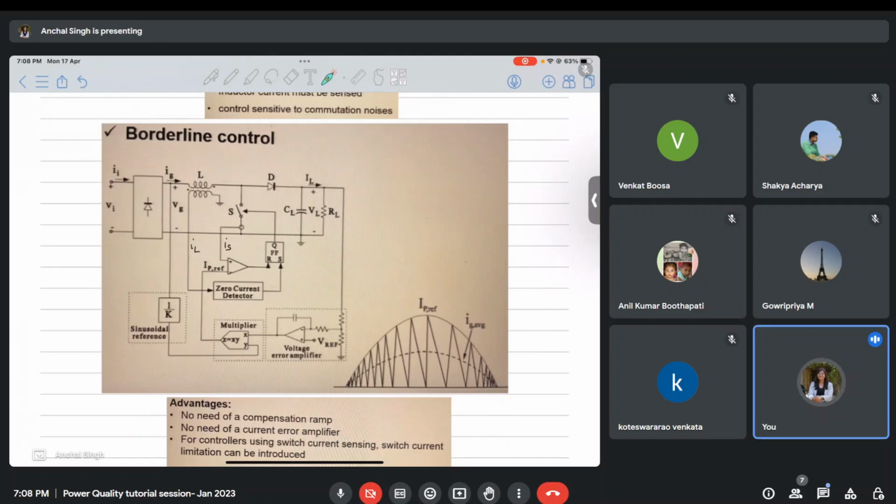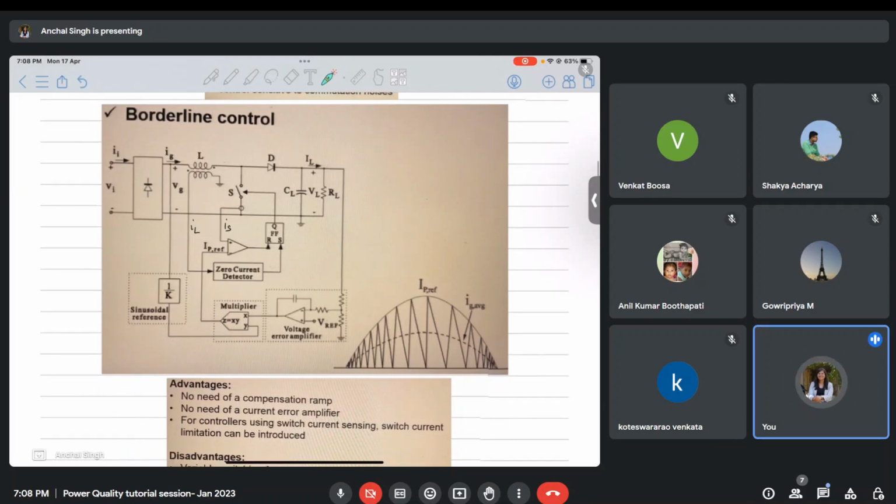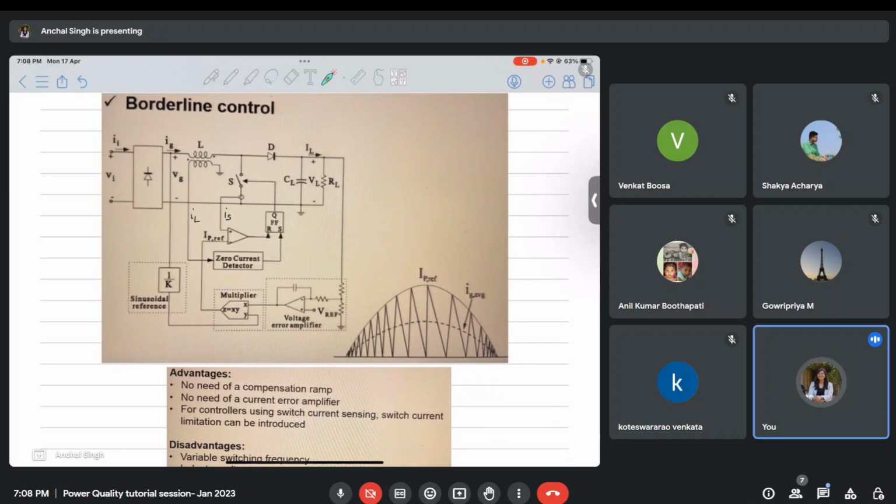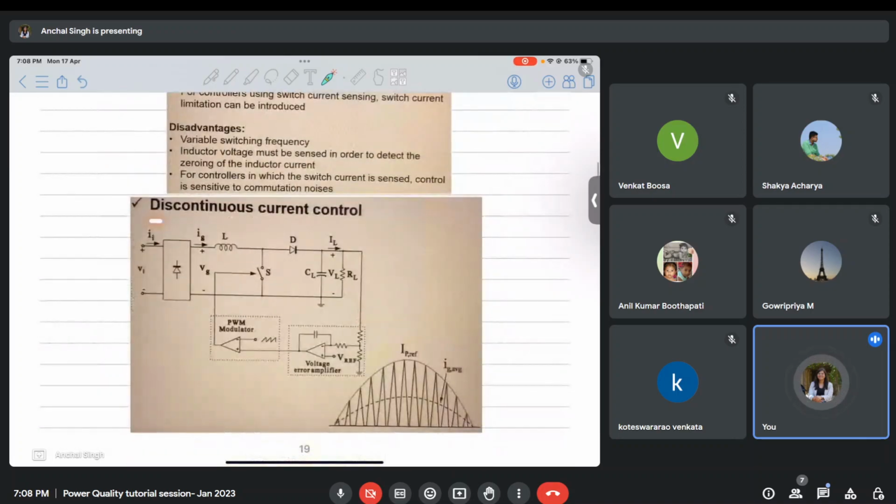In these lectures, only a few of the control algorithms are discussed, and that too not in much depth. If you need additional details about these algorithms, you will have to refer to websites or reference material. Apart from these, there are a lot of control algorithms available in the literature. Sir has discussed a few of the most popularly used algorithms in this area, and by keeping them as a basis, you will easily be able to understand any algorithm you ever come across. Then there is the discontinuous current control algorithm.